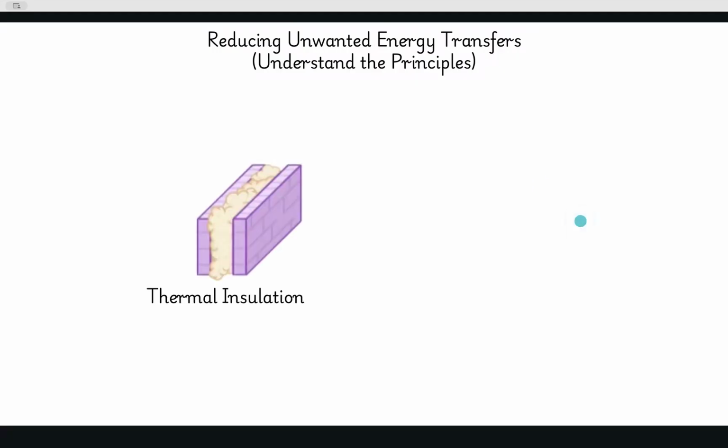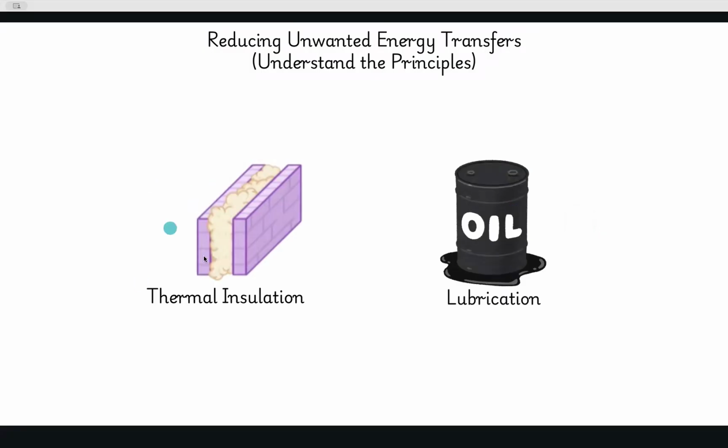So today we'll be looking at how we can reduce unwanted energy transfers through a couple of different methods. So this could be how we can reduce unwanted energy transfers, for example for keeping the home warm, and in many situations like that. So first of all, we have thermal insulation, and second of all, another way is through lubrication. So these are both for very different things.